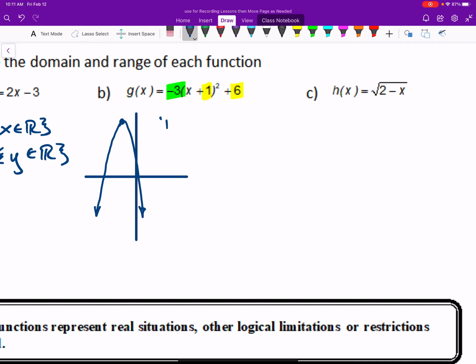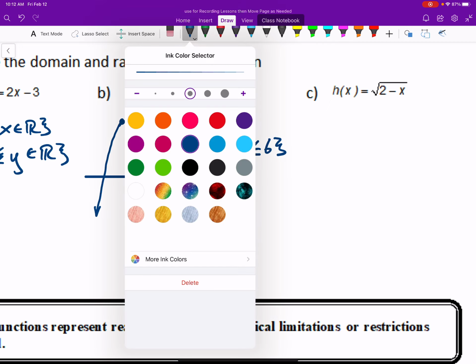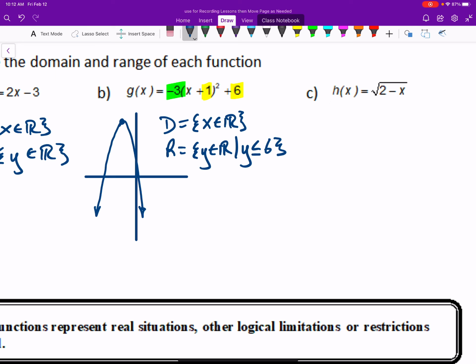In general, all quadratics are going to have domains that are all real numbers. There's no reason to restrict this domain. It can go out to the left and to the right forever. The range is always going to be based on the vertex and the direction of opening. In this case, the vertex has a highest point, a maximum value of 6 because it opens down. So that means that the range can't go above 6. So it's all real numbers where y is less than or equal to 6 because it does touch that 6. And there's my range for that.